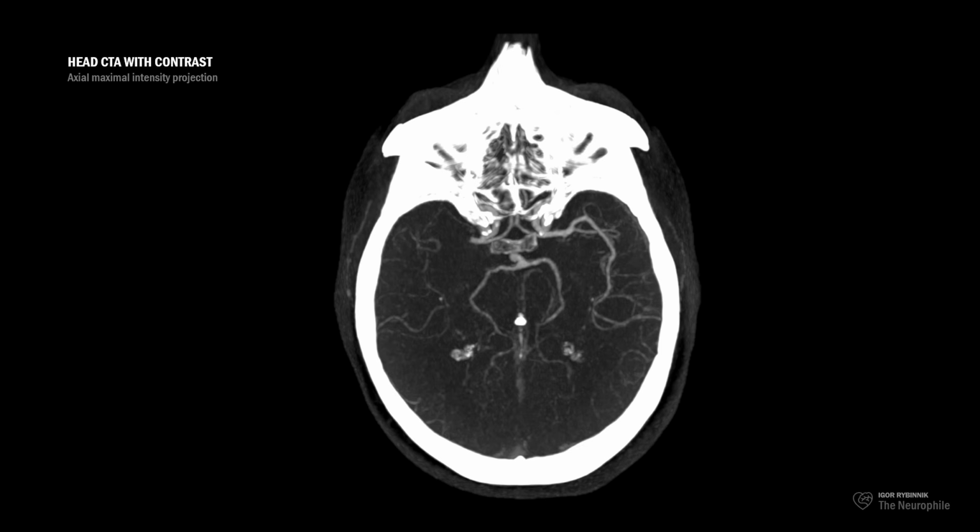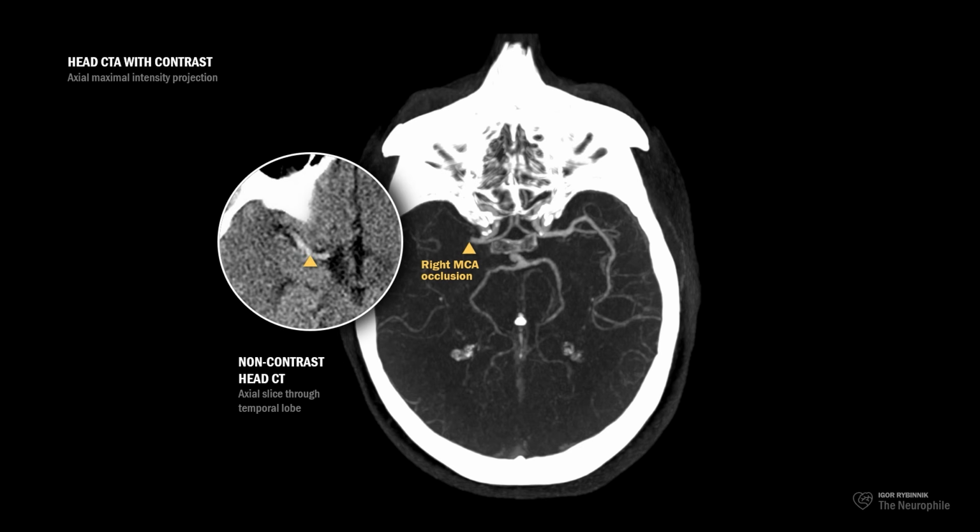This is an axial maximal intensity projection showing the vessels of the circle of Willis. By the way, source CTA images are typically very thin, less than a millimeter, so we only see a portion of the vessel at a time. Here, maximal intensity projection allows us to overlap multiple individual slices of the CTA to see larger vessel segments. What is the abnormality? Correct. Right MCA is occluded, which correlates with the dense vessel sign on the non-contrast head CT.